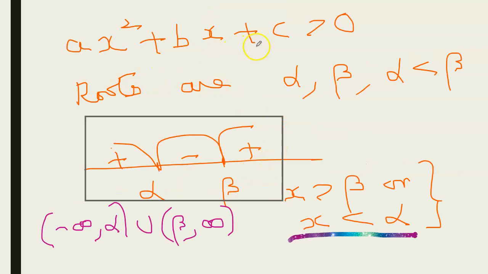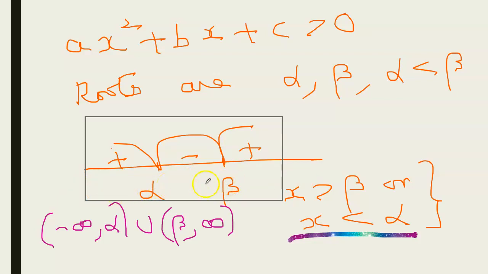Now, ax squared plus bx plus c greater than 0. If the roots are alpha and beta, where alpha is less than beta, we plot alpha and beta on the number line and divide it into intervals. We start with plus on the rightmost interval and alternate plus and minus. So you can say that it is greater than 0 when x greater than beta or x less than alpha, or you can write it as beta to infinity union minus infinity to alpha.